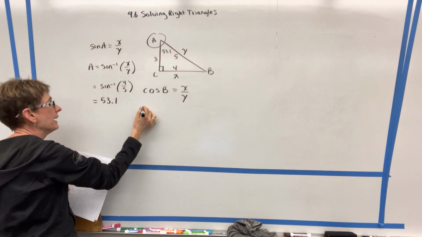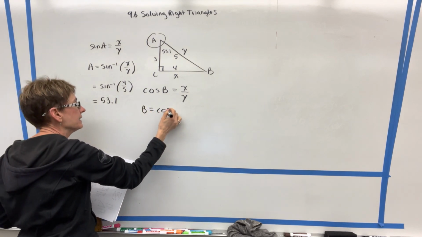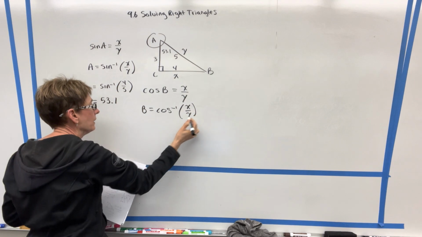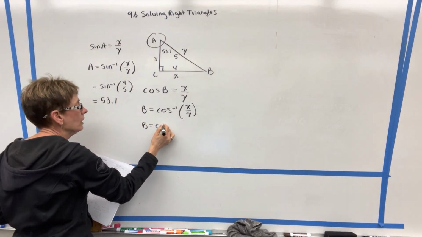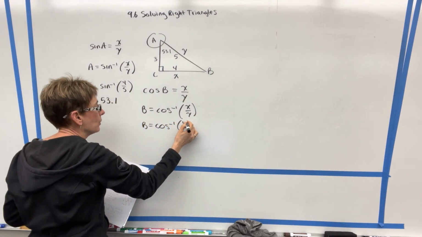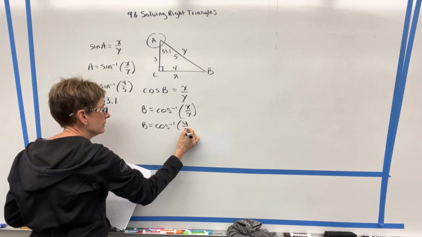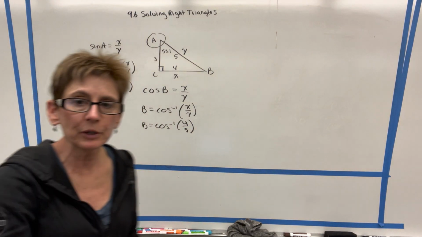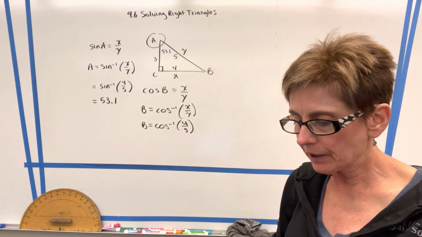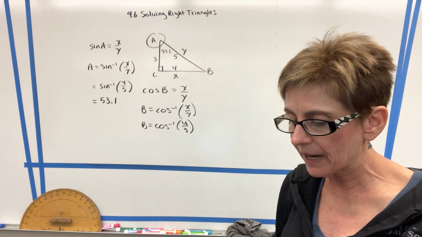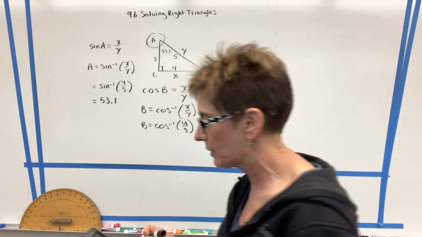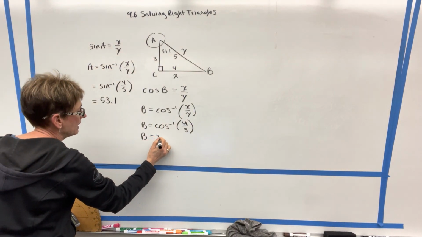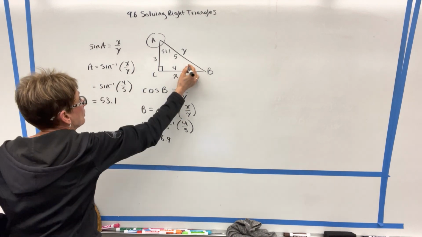So if I wanted to find what angle B was, I can say, okay, cosine inverse of X over Y, or cosine inverse of 4 over 5. If I do that on my calculator, I'm going to push the second button and then cosine, 4 divided by 5 in the parentheses, and push enter, and I get 36.9. So that would tell me that angle B was 36.9.